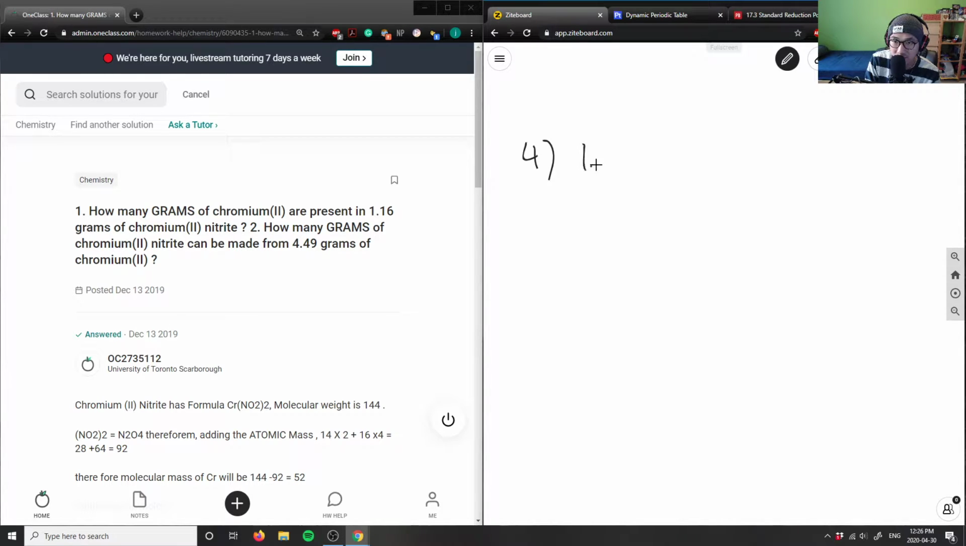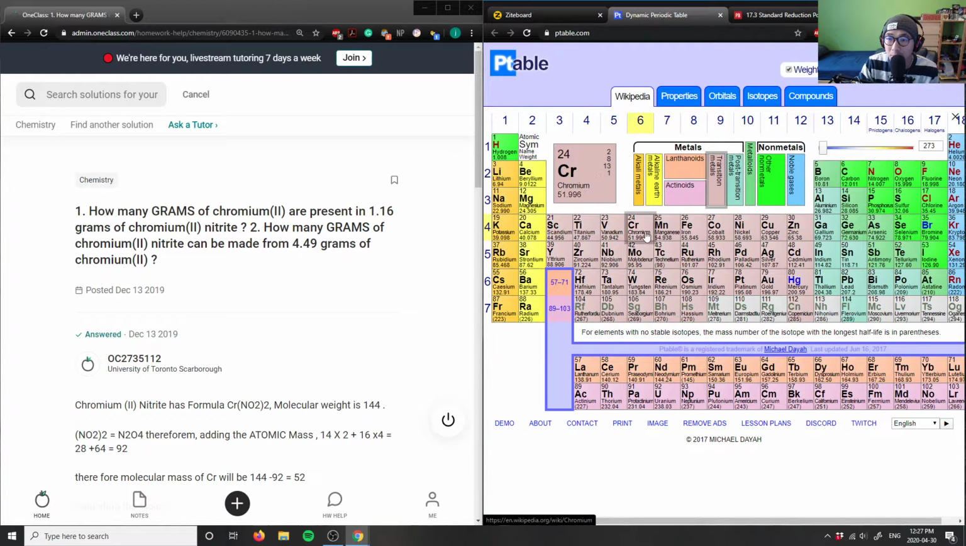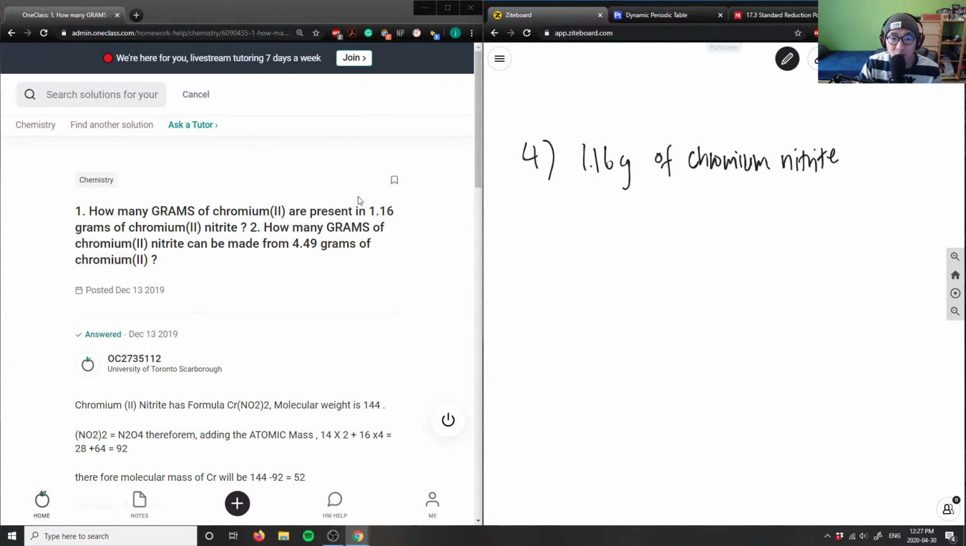So let me write this down. 1.16 grams of chromium nitrate. So chromium here, I'm going to look at my periodic table. Chromium here belongs in group 6 here. So Cr here. And it says Cr2. So I'm going to know that this charge is actually a 2+. So Cr has a 2+ charge.